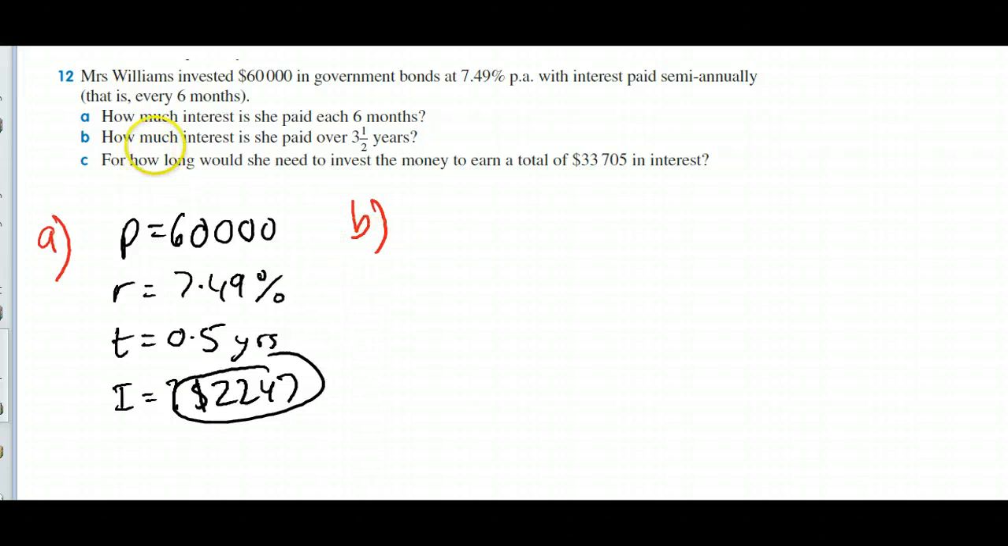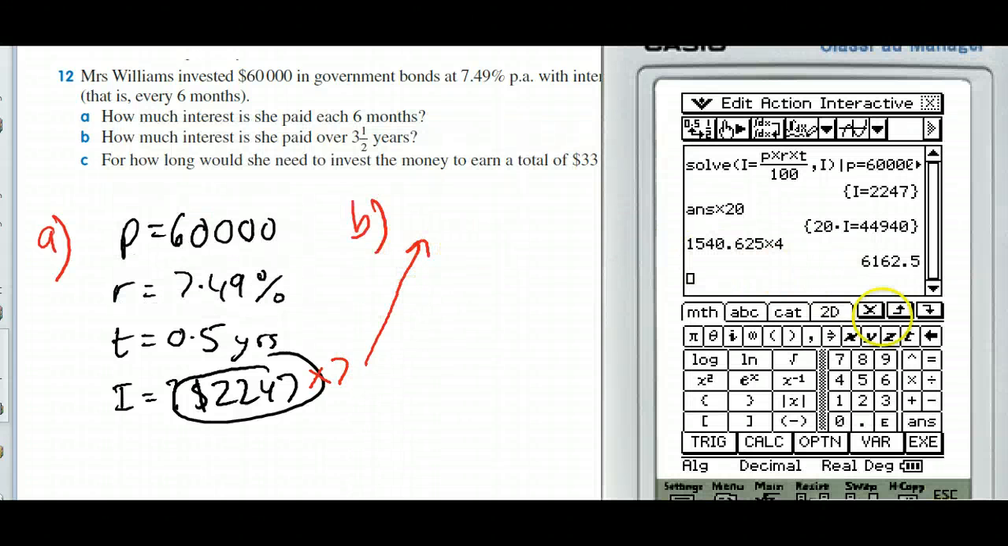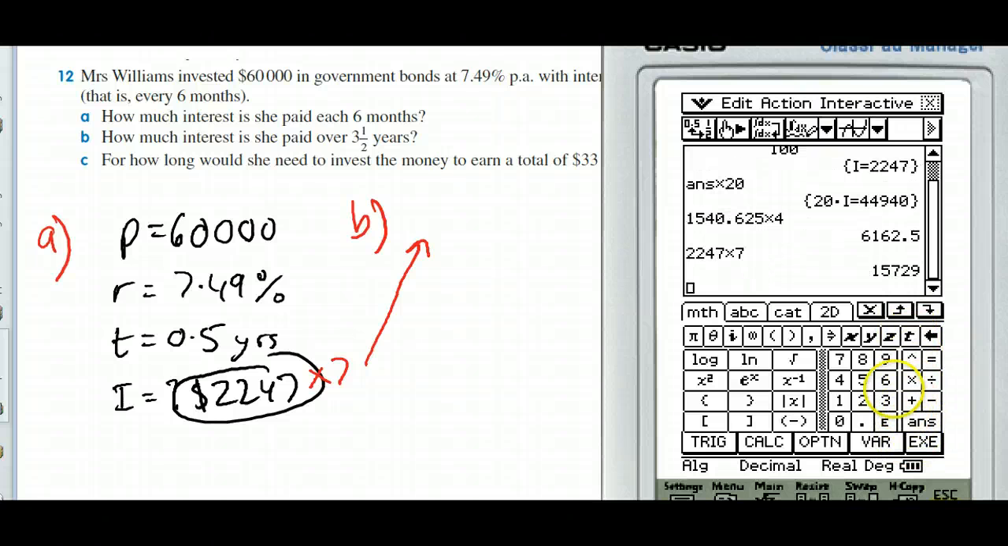In part B, how much interest is she paid over 3.5 years? So this was a 6-month period. 3.5 years is 7 6-month periods. So if we multiply that by 7, that will give us the answer to B. So let's take that number, multiply it by 7, and we get 15,729.